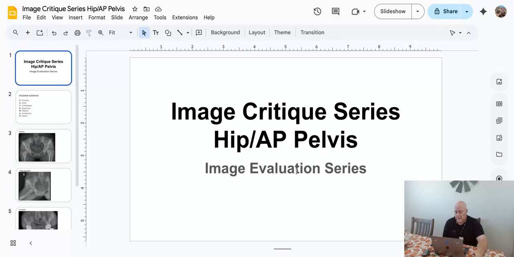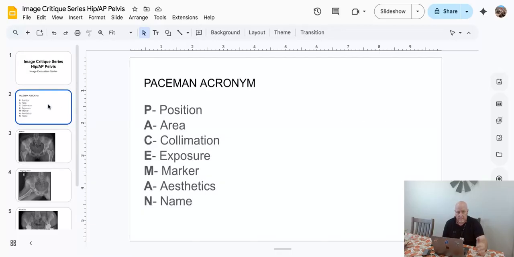Whenever your provider orders a hip, be it right or left, we're always going to shoot our AP as a pelvis, which is going to include both hips. Which we'll talk about here momentarily. Today, we're going to use the same PACEMAN acronym to go through these images and make sure everything is accounted for and you guys can see what we need to see on a hip x-ray. Okay, so let's get started.